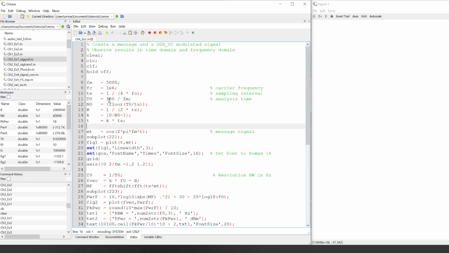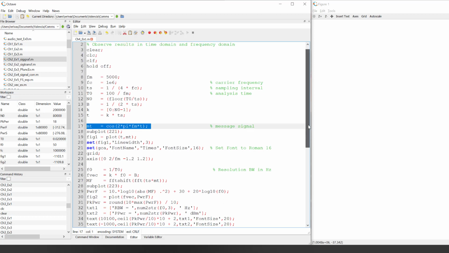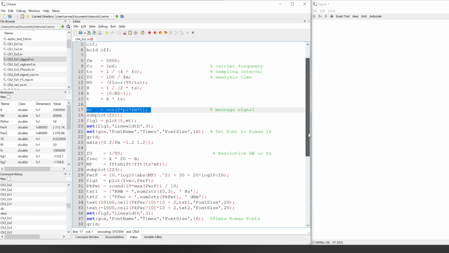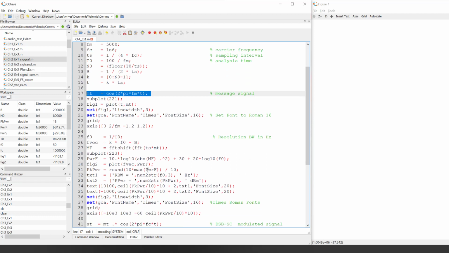I am going to run this for a total of 100 cycles of my modulating signal. So if you know the period of that, multiply it by 100, and that's the total simulation time. Here's where I'm defining it as a cosine. That's our message signal, if you will. Excuse me. I am going to do, again, a few calculations. So I calculate the resolution bandwidth, which is 1 over the total simulation time, right? Here is the Fourier transform. So this is M of F. And the rest of it is pretty much plotting.